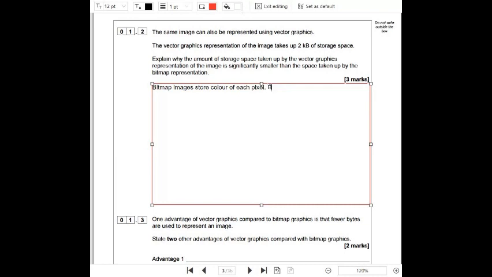And then bitmap images have lots of pixels. We have lots of pixels. So that is what I would say there. That would be 2 marks. Then I would talk about vector graphics.